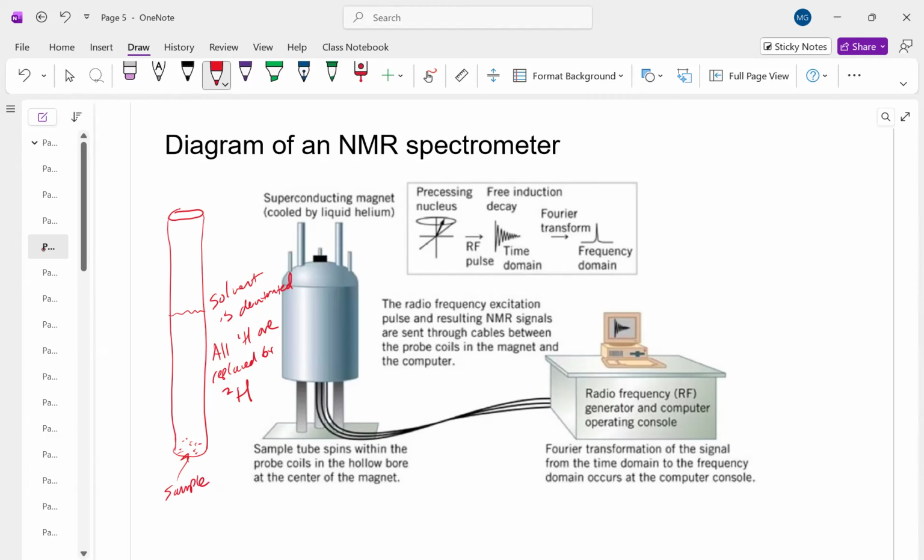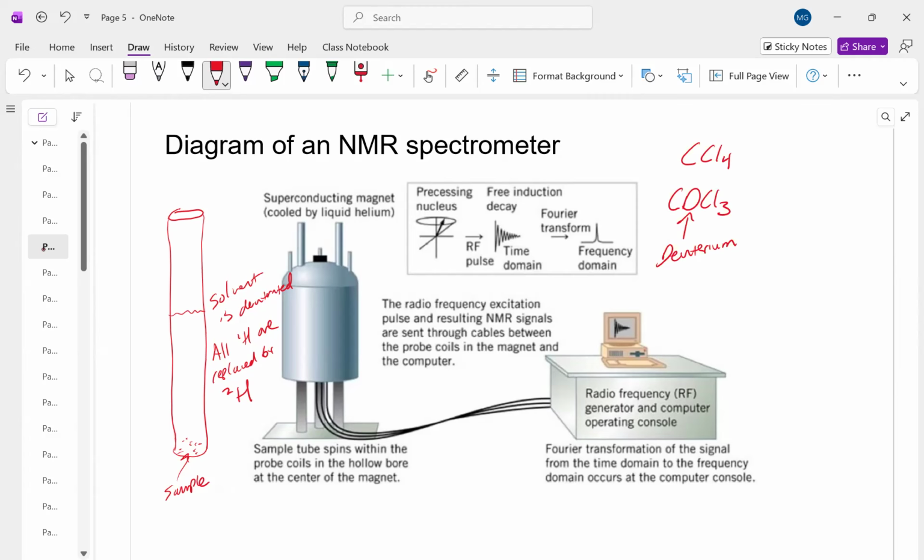So if the solvent doesn't have any protons, either by design, like for example with carbon tetrachloride, or one of the most common solvents used in NMR spectroscopy, deuterated chloroform, where the hydrogen in chloroform has been replaced by deuterium, that's the D there, then the machine won't see your solvent. The only thing it sees is the sample that's dissolved in the solvent.